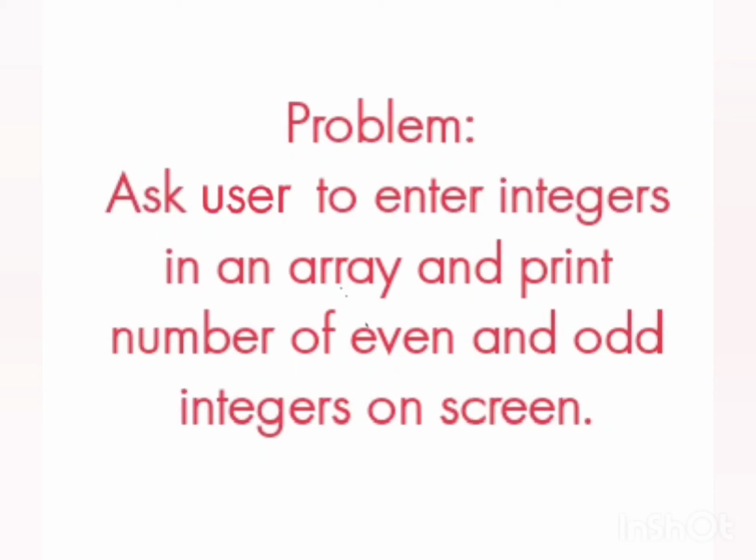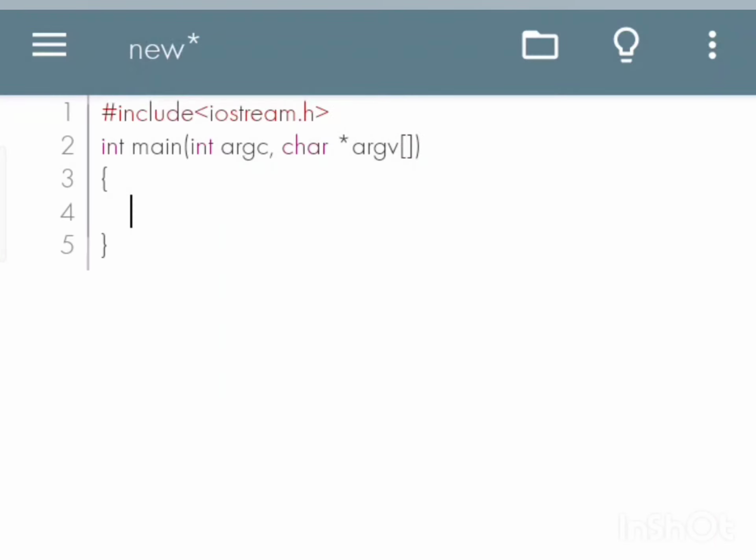So for this problem, firstly, we can say int I, which is basically any variable that is telling us about the length of the array. Let's suppose I am taking it as 40, so initially the array will be of length 40, and after that we will ask the user to tell us how many values are there in the array, and we will adjust the array length according to that.